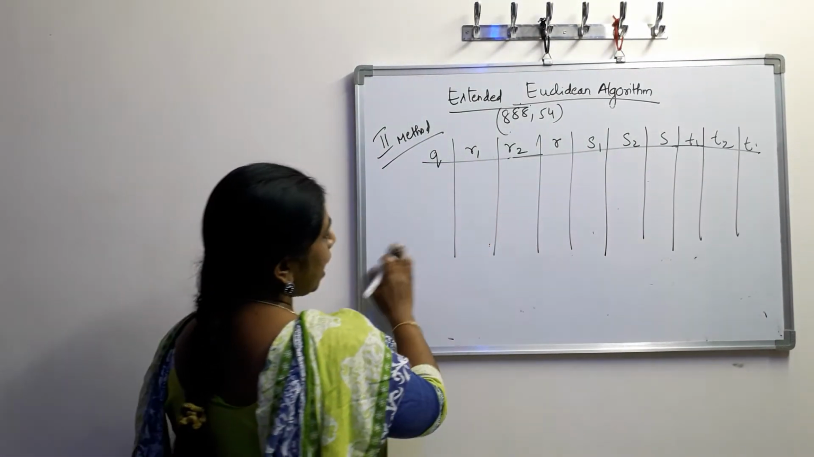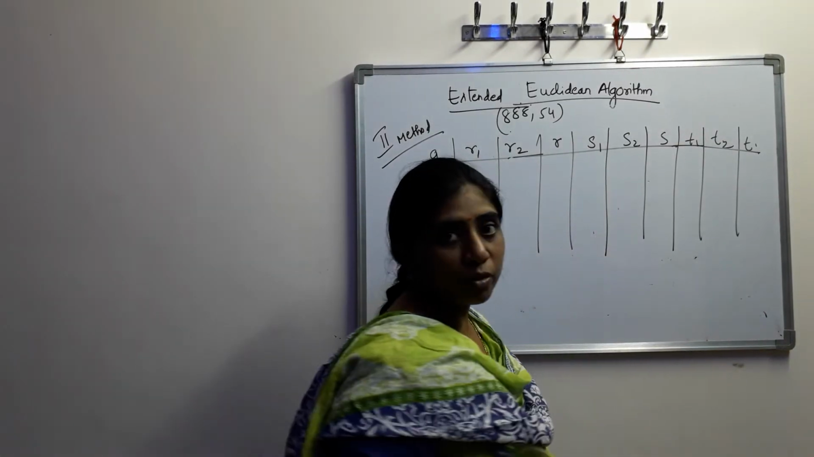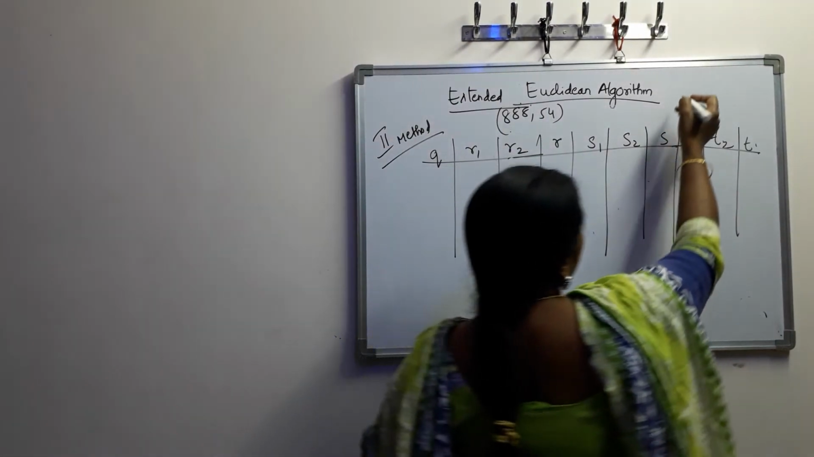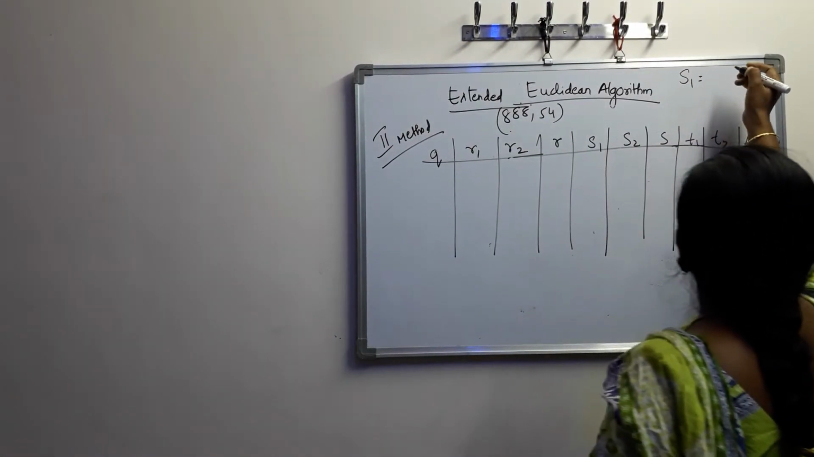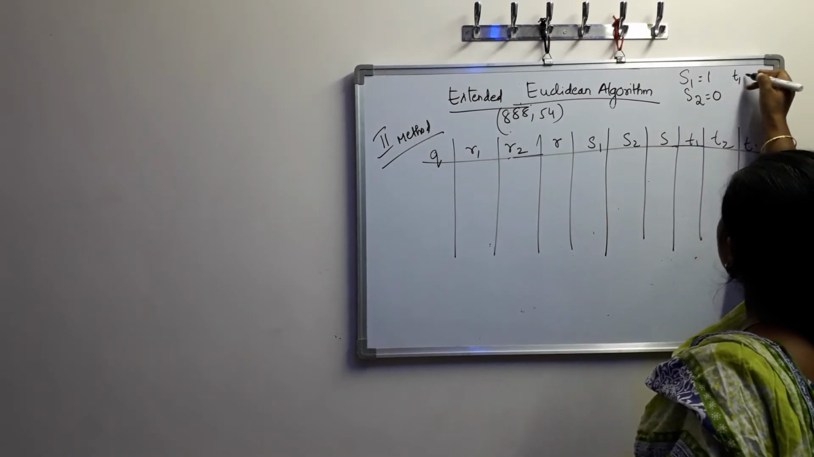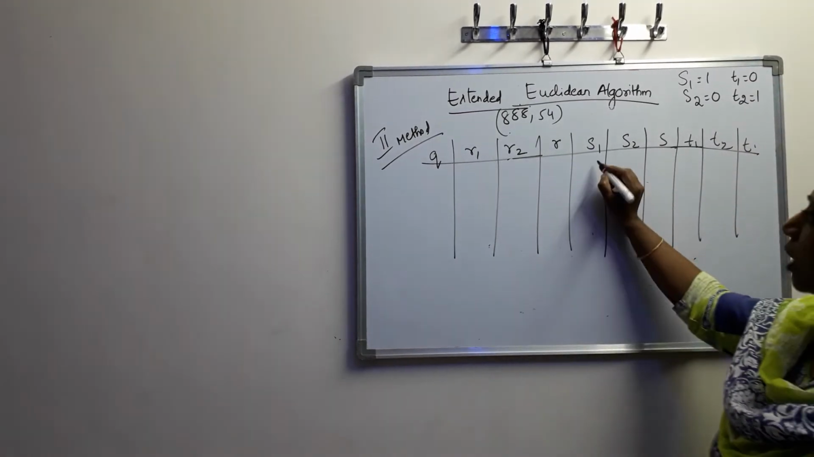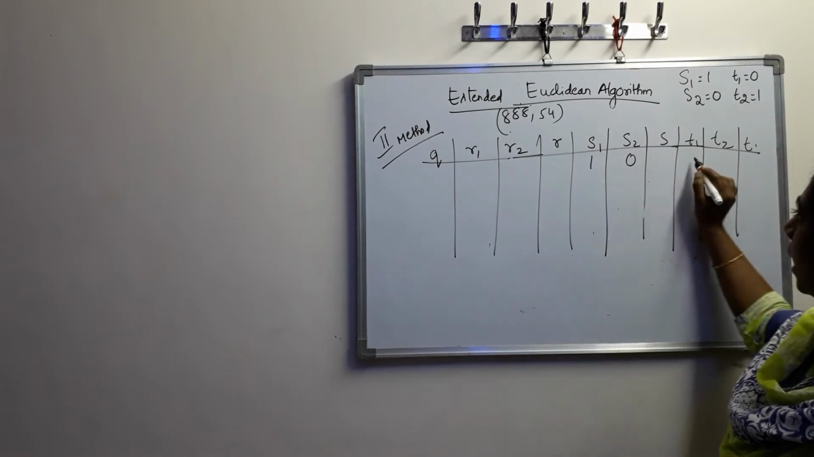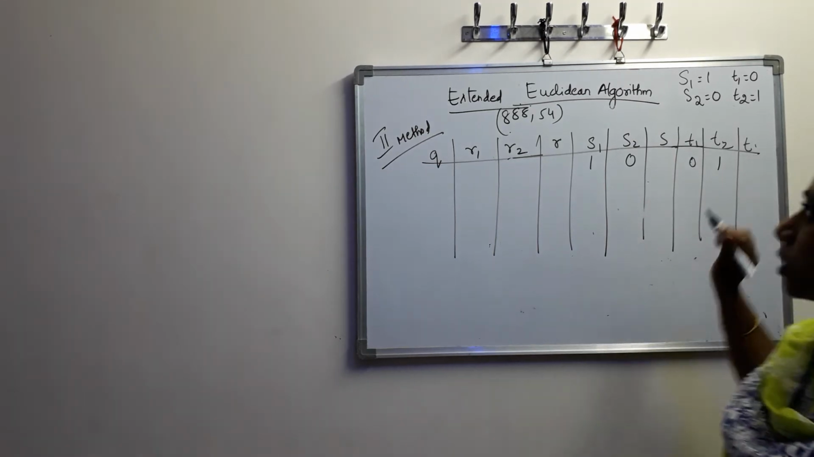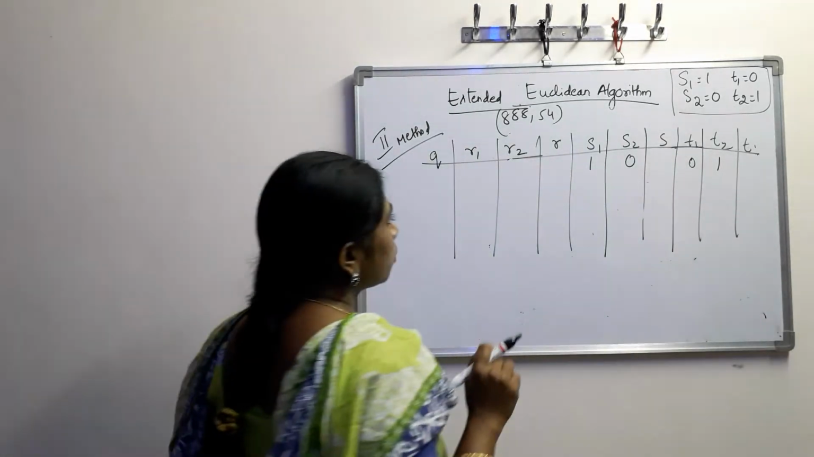So as you know, here we have to write the S1 and S2 values. You need to remember that in the Euclidean algorithm, the S1 value is 1 and S2 value is 0, and T1 value is 0 and T2 value is 1. So initially we are going to write the values as 1, 0. Here T1 is 0 and T2 is 1. So initially those values remain constant. Now doing the problem.